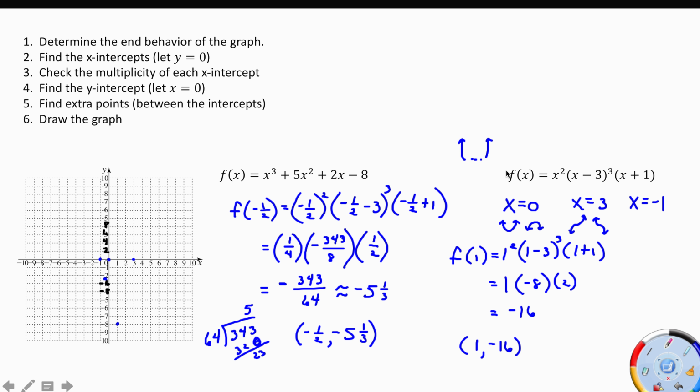And then just draw your shape in, not forgetting about your multiplicity, right? So at negative 1, it goes straight through. But at 0, it touches and returns. And then at 3, I've got to see that flat place there. So again, I can draw a very good representation for this function.